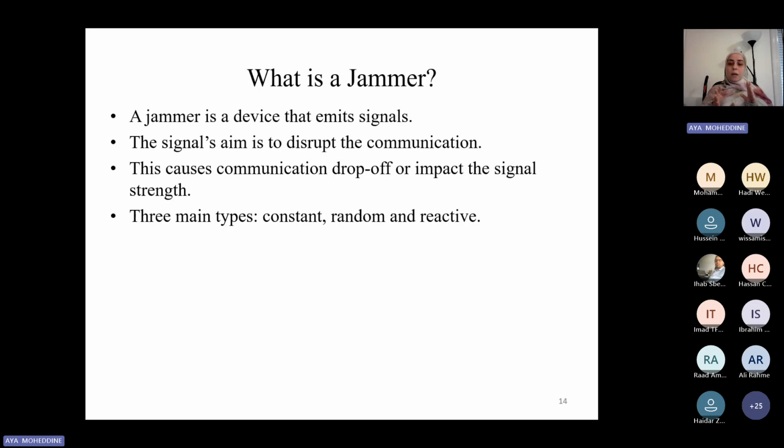For example, it emits a jamming signal for 2 seconds and then goes to sleep for another 2 seconds, and so on. The reactive jammer is known as the most power-efficient jammer because it remains passive until it detects some signal in the environment. Once the signal is detected, it immediately transmits the interference in order to disrupt the ongoing communication.